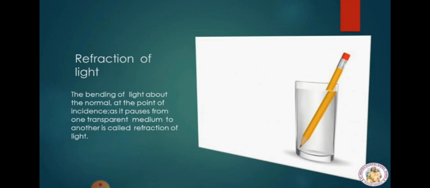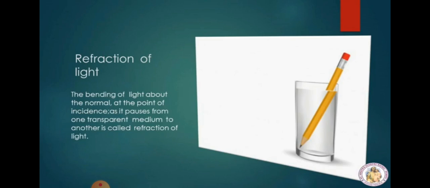So light rays traveling from a rarer medium like air into a denser medium like glass or water are deviated from their straight line path. This bending of light about the normal at the point of incidence as it passes from one transparent medium to another is called refraction of light. When a light ray travels from the rarer medium into the denser medium, it bends towards the normal, and when it travels from the denser medium into the rarer medium, it bends away from the normal.